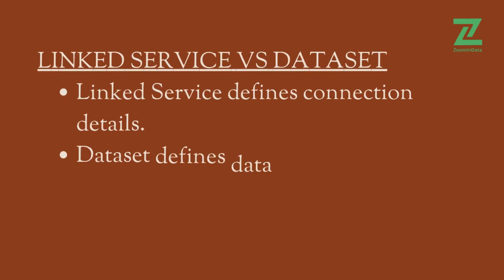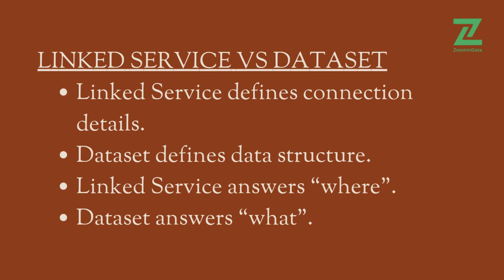A linked service defines connection details, while a dataset defines the structure of the data. Simply put, a linked service answers where the data is located, and a dataset answers what the data looks like.